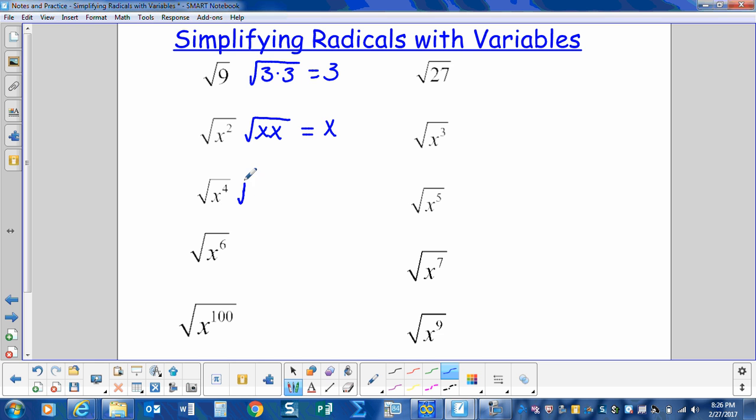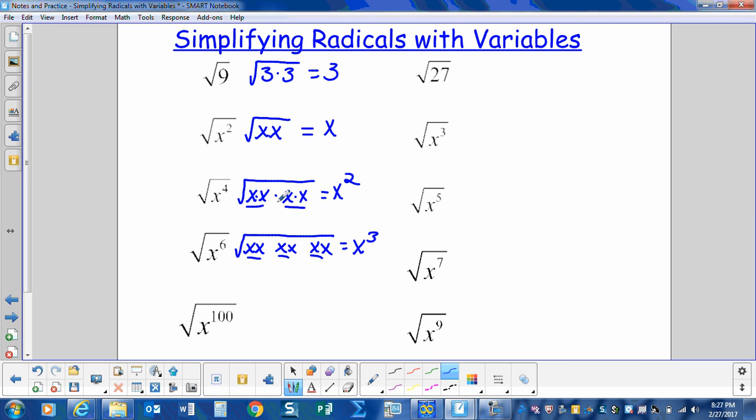The square root of x to the fourth can be written as x times x times x times x. So there's two pairs of x's underneath the radicand. So the square root of x to the fourth is x squared. The square root of x to the sixth is x times x times x times x times x times x. There are three pairs of x's under the radicand. So the square root of x to the sixth is x to the third.